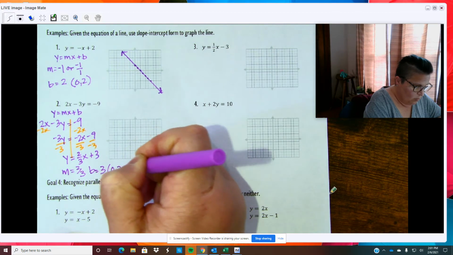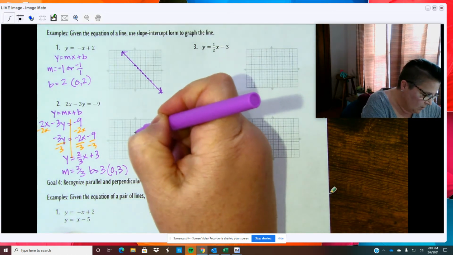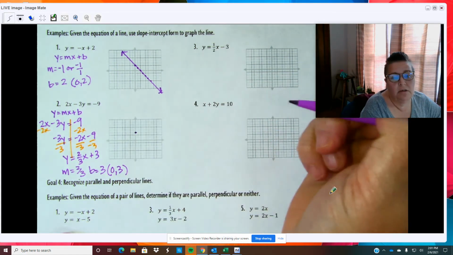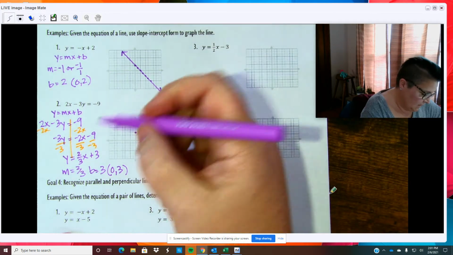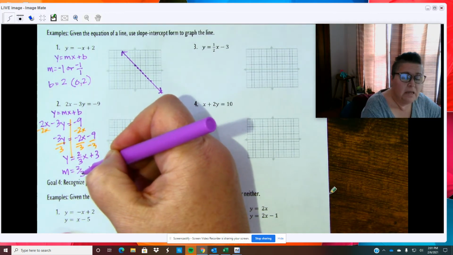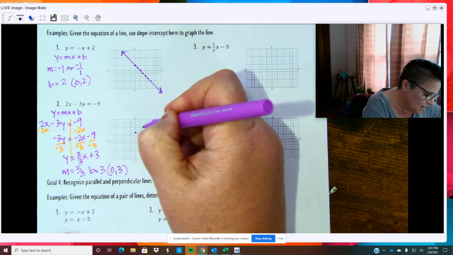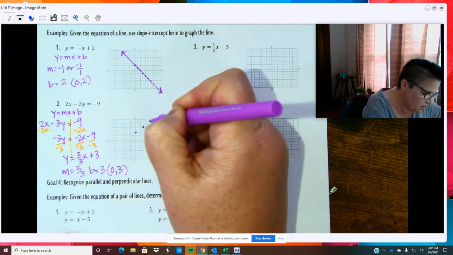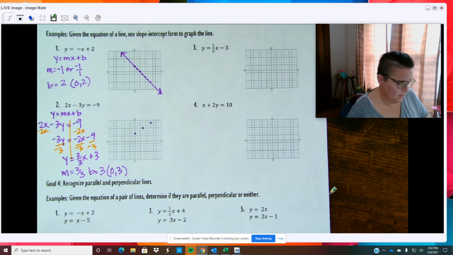So I'll need the point (0, 3) for my y-intercept. Beginning at (0, 3), I'm going to plot that point. And then I'm going to use my m to move to the next point. The slope is 2 over 3, so that's a rise of 2 and then right 3. A rise of 2 and then right 3. And with that, I should have enough points to plot the line.